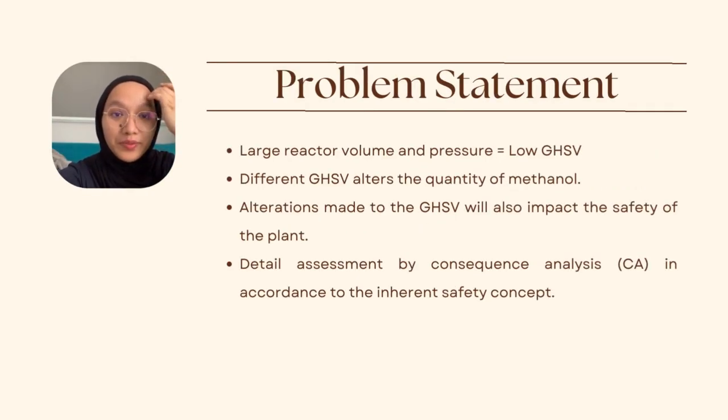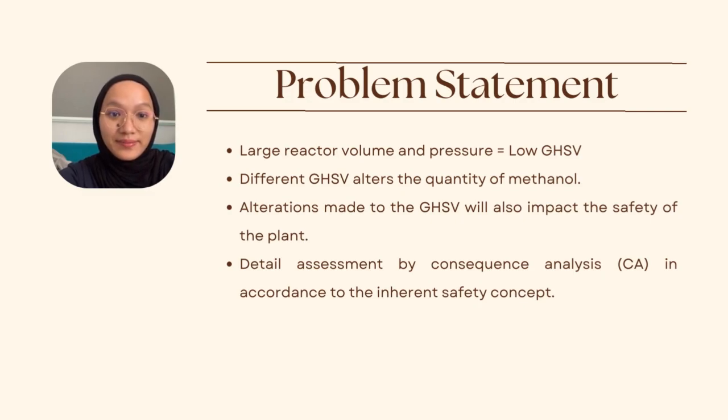The relation between high pressure and high reactor volume with different gas hourly space volume GHSV is quite remarkable, as high pressure and high reactor volume means that the GHSV is low. So in that case, different GHSV may alter the quantity of methanol inside the reactor, which will then also affect the quantity, mass, and volume of chemical component inside the reactor mixture. And any alterations that are made to the GHSV will also impact the safety of the plant according to the inherent safety concept. Thus, detailed assessment must be evaluated earlier to determine the safety measures of the plant through consequence accidents analysis.